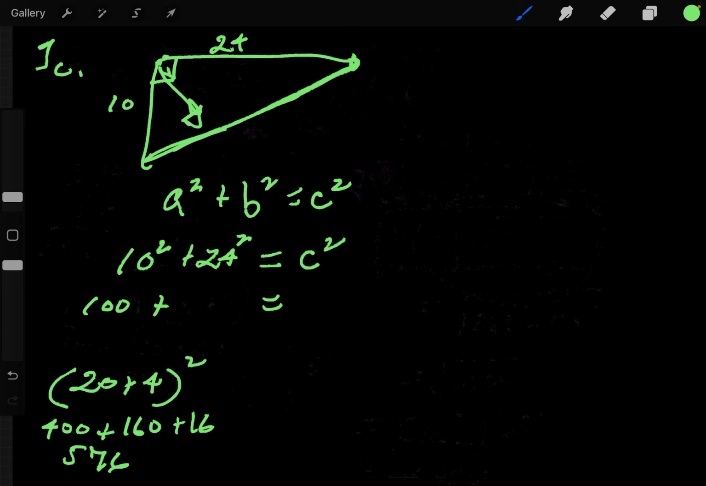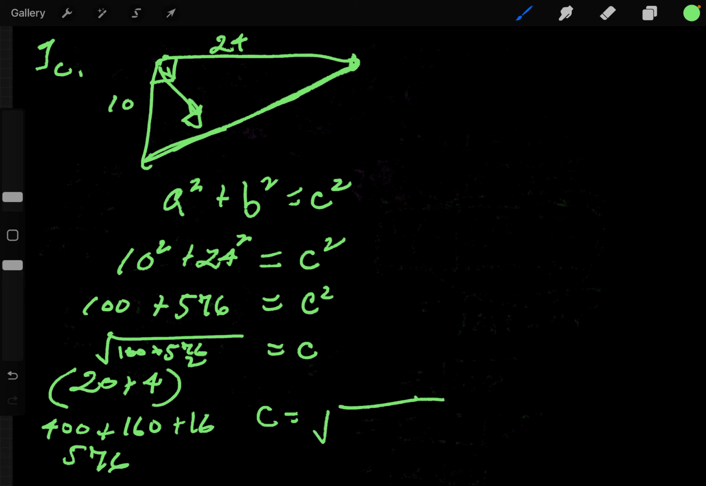20 times 4 is 80, times 2 is 160. 4 squared is 16. This is 560 plus 16, which is 576. So I'm going to write that 576 is c squared. Then I'm going to get that c is equal to the square root of this whole thing, 100 plus 576, which just means that c is the square root of 676.